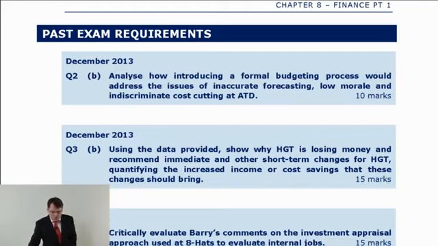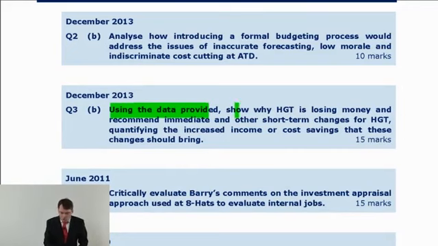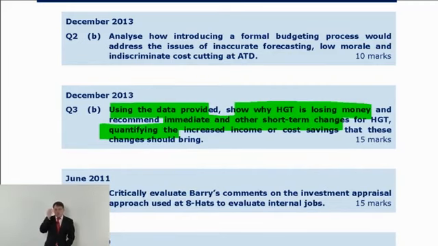Right, remember we said there's two kinds of questions. A good example of the first kind of question is December 2013, question 3, part B. Use the data provided. Show why HGG is losing money. So you have to work out what to do, and then recommend some changes, quantifying how much difference it would make. The first bit was done very well. It's a fairly easy calculation. The second bit, most students said, here is what I recommend they should change, but I won't actually answer the question because I won't put any numbers in to support that, because it wasn't as obvious what to do.